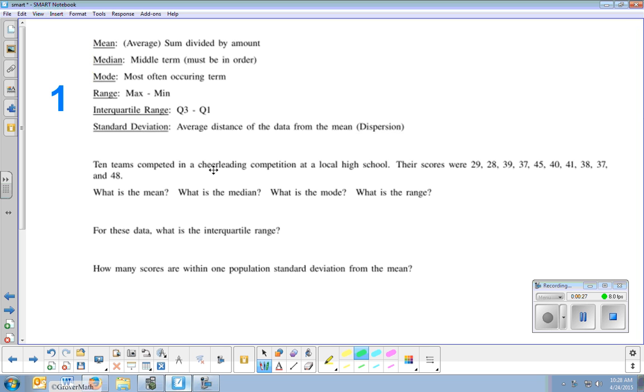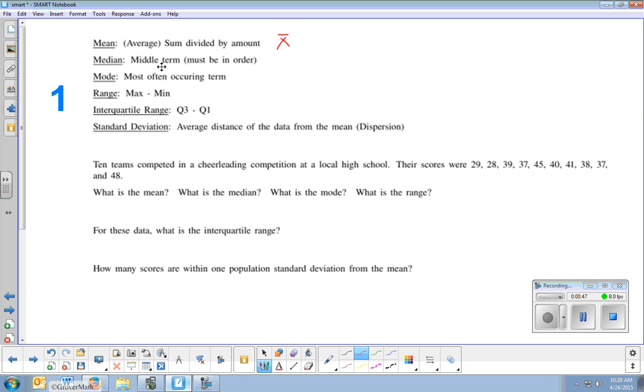And for all these, I give a brief description of what they are, but the example is going to show you the best. But let me run through the definitions for you really quickly. Mean, also referred to as average, and we have a symbol for mean that looks like X with a bar over it. And it's the sum of the pieces of data divided by the amount of them.